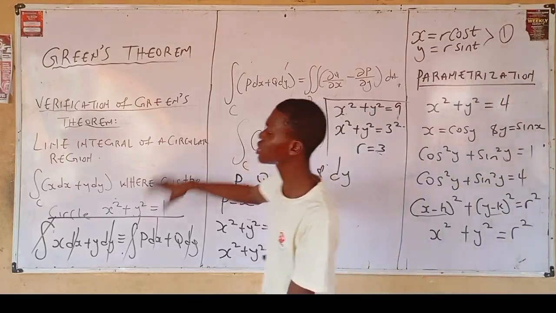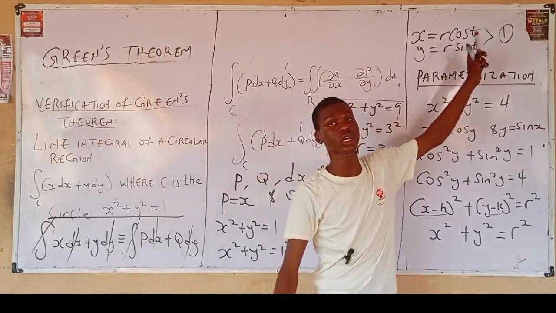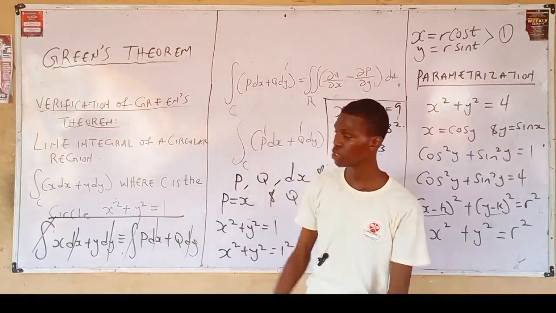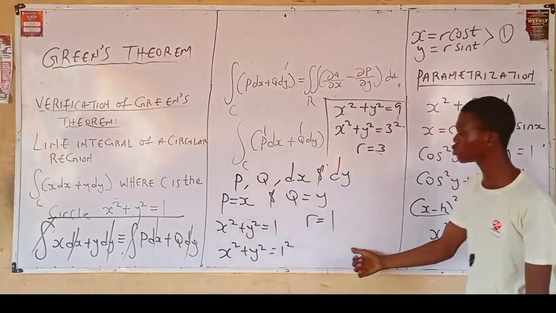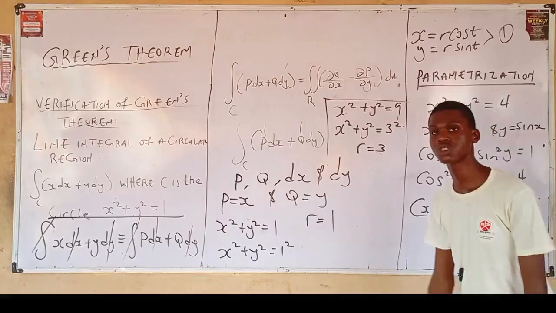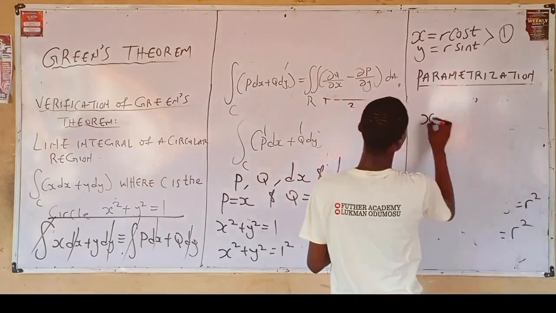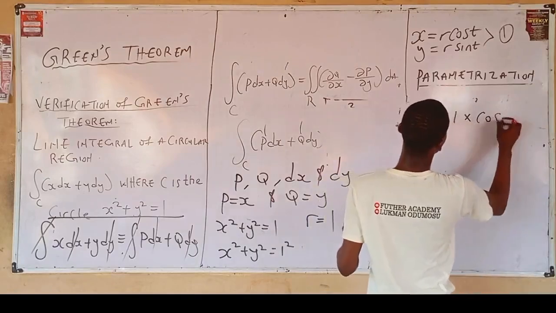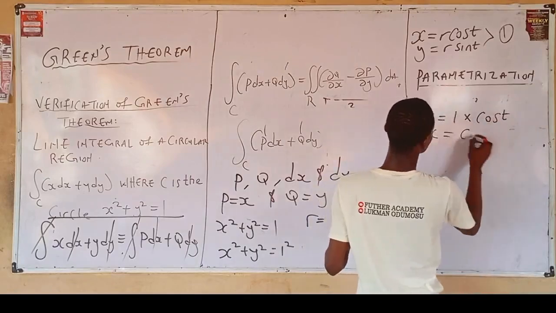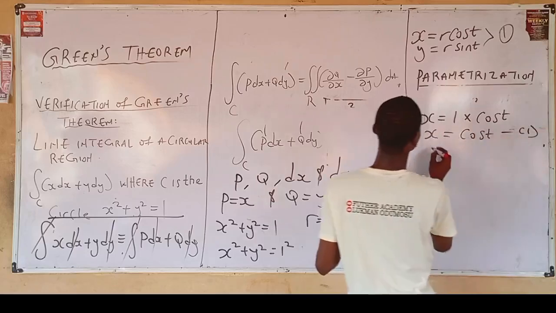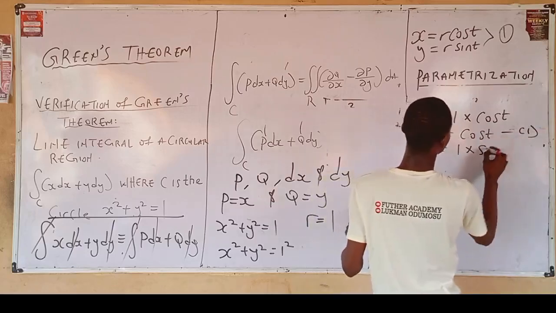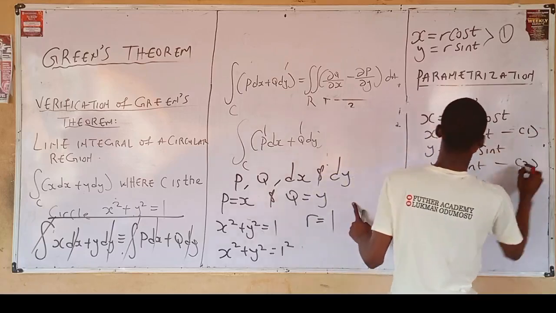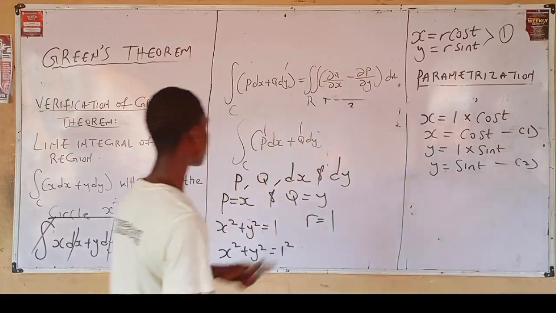So in any question, to implement this parameterization formula of the x function and y function, I must know my radius. From this given question, my radius is 1. That is, the x function becomes 1 multiplied by cos t, meaning x equals cos t. Call this equation 1. And the y function becomes 1 multiplied by sin t, meaning y equals sin t. Call this equation 2.